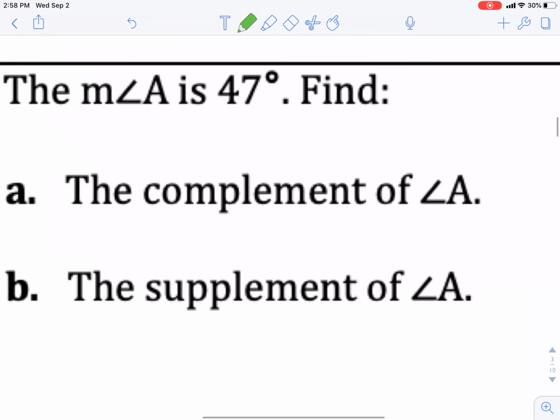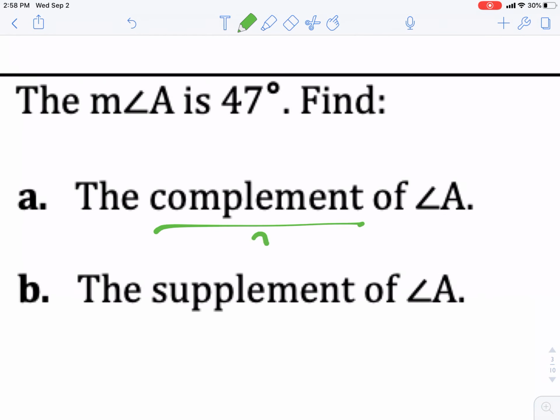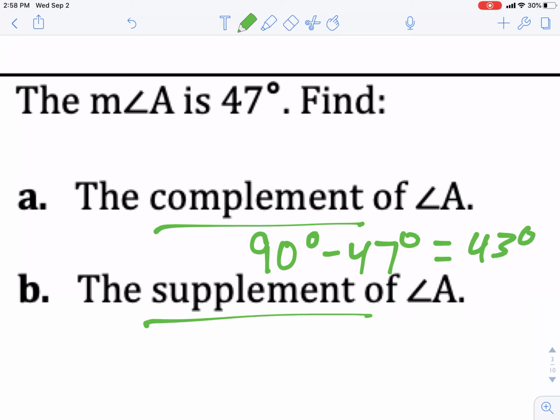All right, just straight up definition stuff. Complement is 90 degrees, so 90 minus 47 is going to equal 43 degrees. Supplement or supplementary is 180 degrees minus 47. That's 133 degrees.